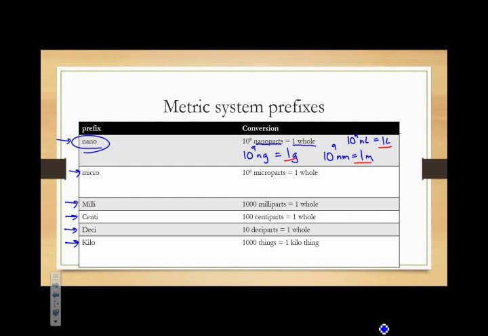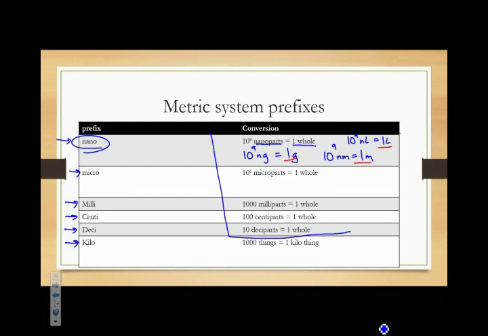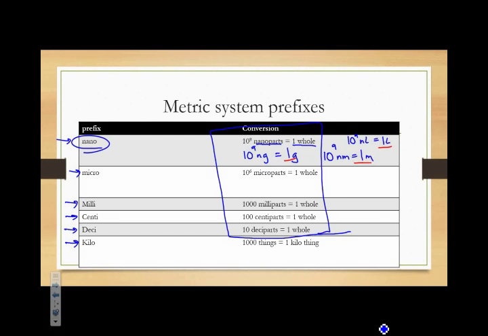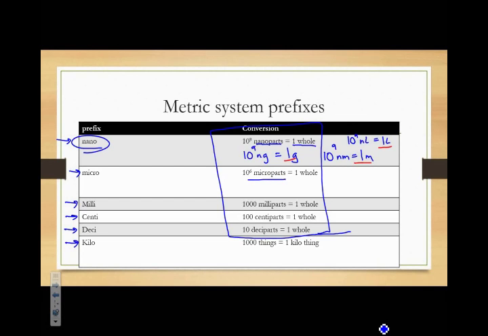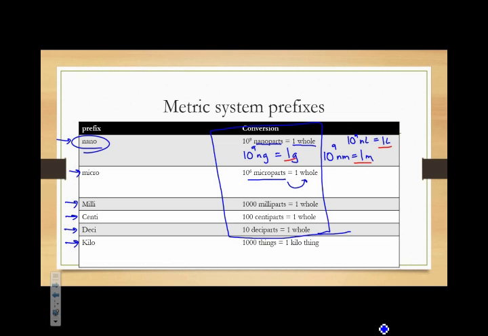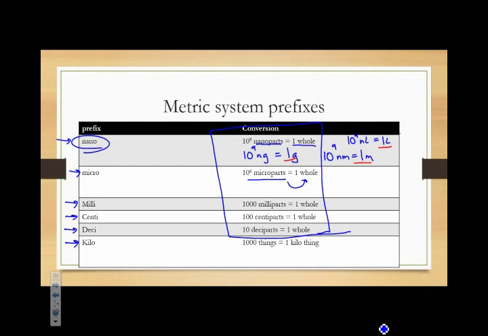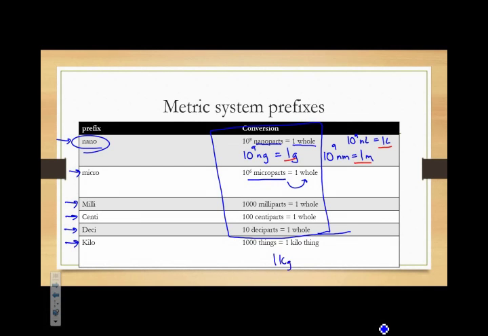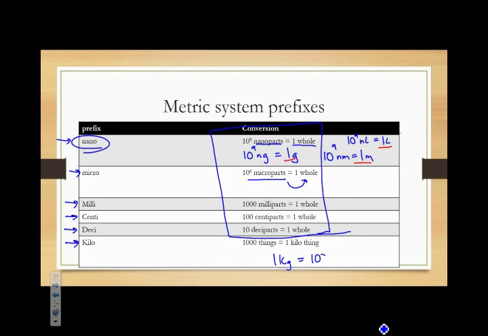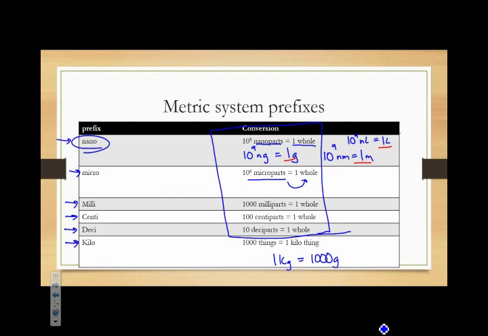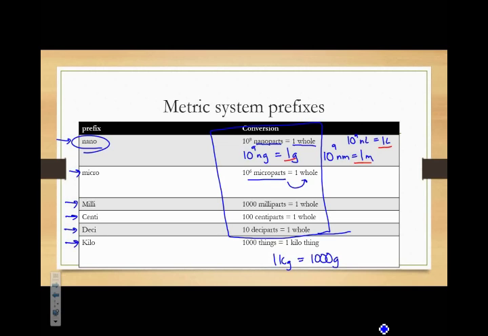Now most of these are small parts leading to one whole. So nano, micro, milli, centi, and deci are all referring to some number of parts going to a whole. Kilo, on the other hand, if you've ever thought about a kilogram, is equal to 1,000 grams. So now we've taken our base unit and we're making some number of those, and that is equal to a kilogram, and in this case it's 1,000.